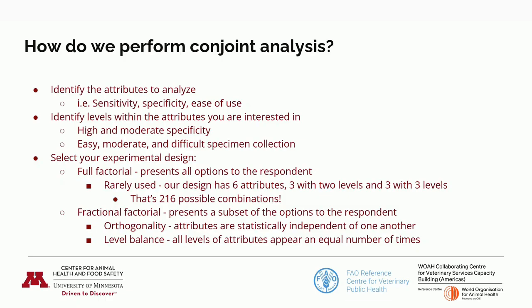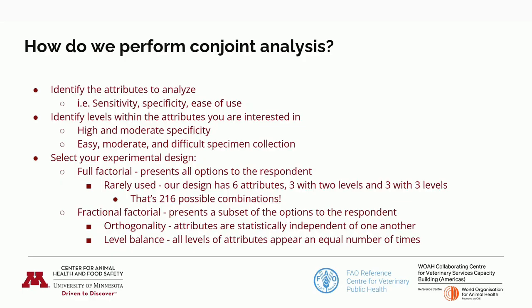So how do we perform this analysis? We identify the attributes that we want to analyze, for example, sensitivity, specificity, or ease of use. We then identify levels within the attributes that we are interested in, so high versus moderate specificity, or easy versus moderate versus difficult specimen collection. And then we select our experimental design.